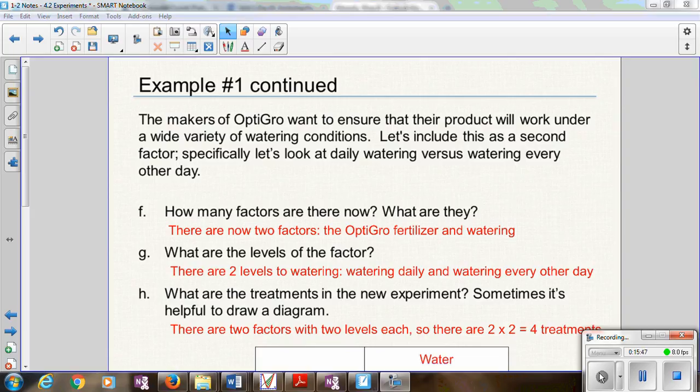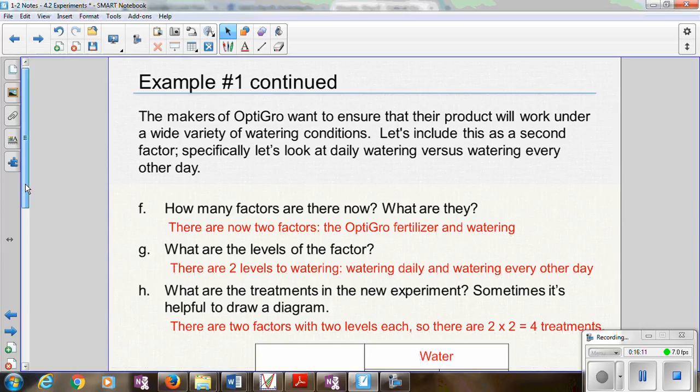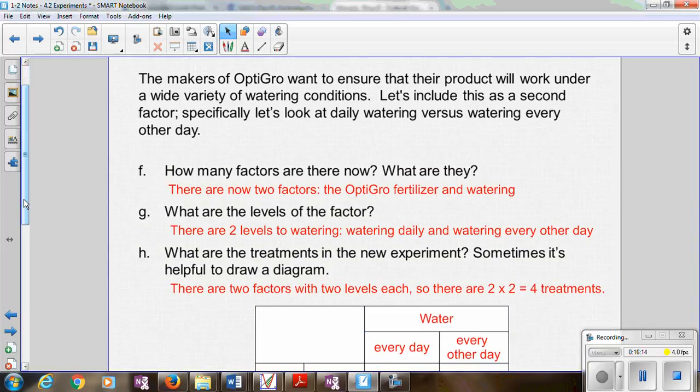Okay. So now that we've added the watering conditions to our experiment, we have two factors. The OptiGrow fertilizer is one of them, and then the watering is the other. What are the levels of the factor? Well, we've already discussed the levels for the fertilizer. We had the full dose and the half dose. But there's also two levels to the watering as well, and that would be watering daily versus watering every other day. And so now if you think about it, there's going to be several different combinations of those factors and levels.